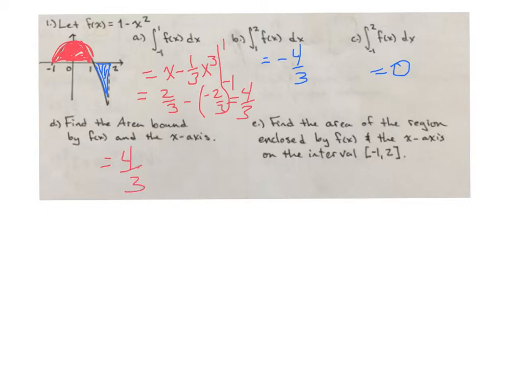Now, if we want to find the area of the region enclosed by f of x and the x-axis from -1 to 2, then we're talking about both of these areas, the red area and the blue area. Now, we know the red area is 4/3, and we know that the blue area is down below the x-axis, so we need to subtract that area because that area is negative. So subtracting the area ends up adding it. So altogether, there's going to be an area of 8/3 in total.